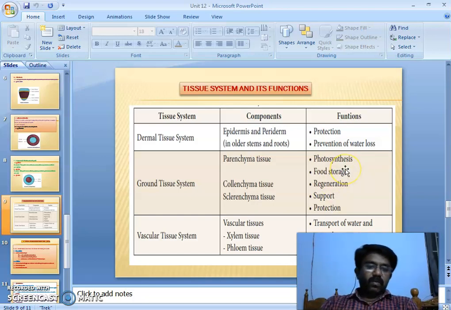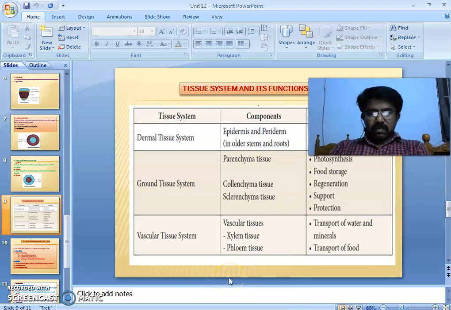You well know photosynthesis, the preparation of food, and storage. Regeneration means the damaged part will regenerate. Then support. Then protection, it is very important.